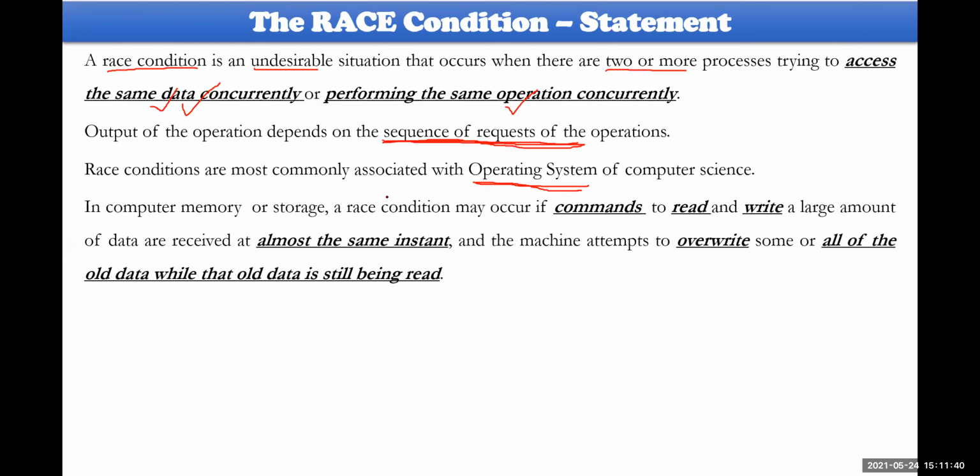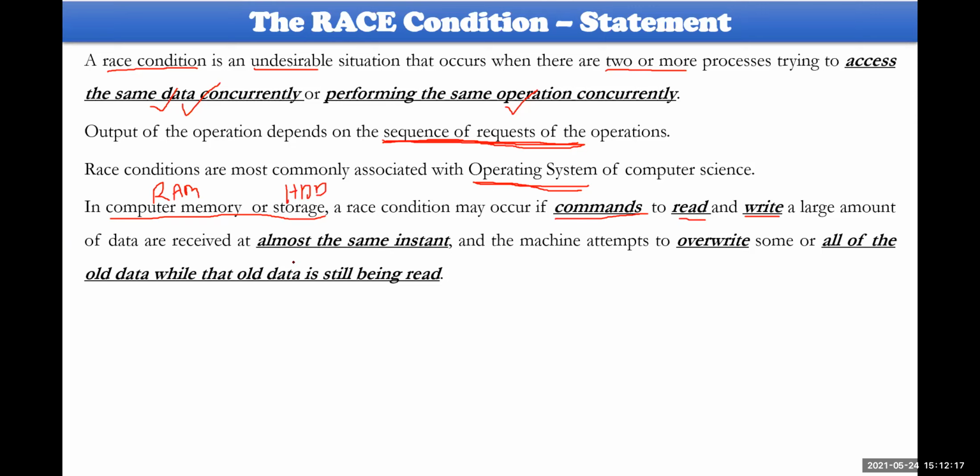Normally, consider a race condition in computer memory or computer storage. Computer memory means random access memory, that is RAM. Computer storage means hard disk or any other auxiliary storage devices. Commands to read or write data onto the memory will be done on a larger amount of data, not exactly 1 or 2 bytes, but 1 terabyte or 2 terabytes of data at the same time.